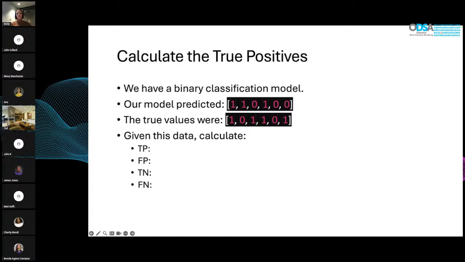What did you get for true positives? 2. So because we have this situation here where we predicted 1 and it was actually 1. And we have this situation here where we predicted 1 and it was actually 1. There's no other situations where we predicted 1 and it was actually 1. What about false positives? 1 false positive. This is where we predicted 1, but it was not actually 1. It was 0. And then true negatives.